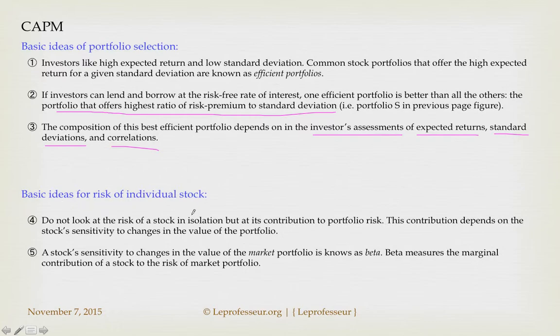Now, the second part is the basic ideas for individual risk. So what it means is do not look at the risk of a stock in isolation, that's important, but at its contribution to portfolio risk. In this theory, this is important: do not look at the risk of an individual stock, but at how much it is contributing to your portfolio. Okay. Now that contribution depends on the stock's sensitivity to changes in the value of the market portfolio, which is known as beta. Okay. So beta is clearly very important in this CAPM model. It measures the marginal contribution of a stock to the risk of the market portfolio. Okay.